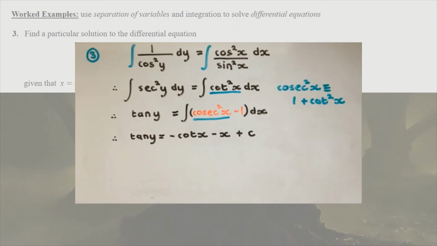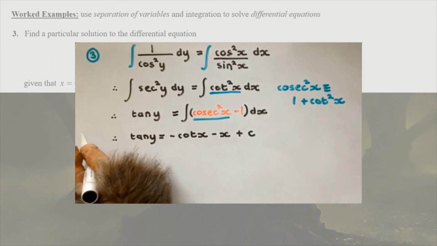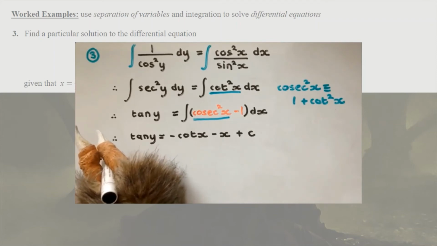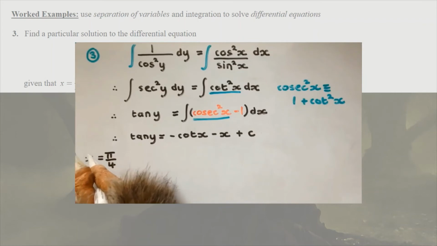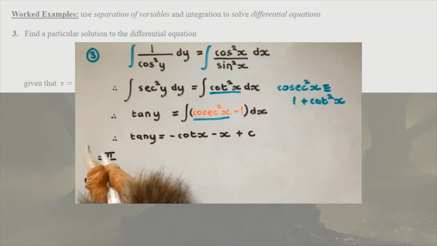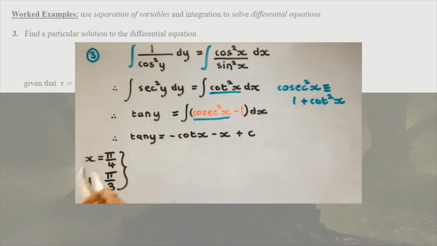But we are given a piece of information. We're given an x value and a y value. So we need to identify what this c is and reduce it down to one particular solution. So let's just make a note of that. So we know that x equals pi over 4 at the same time when y equals pi over 3. We're going to use those two values.